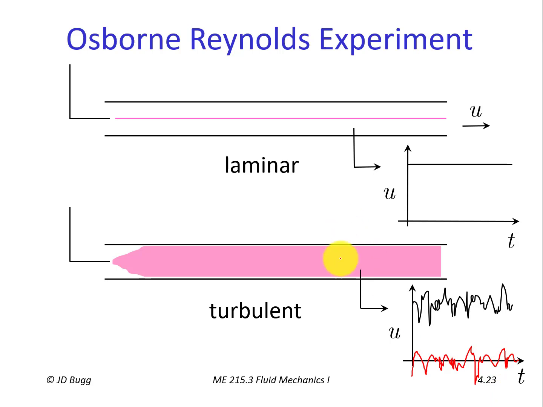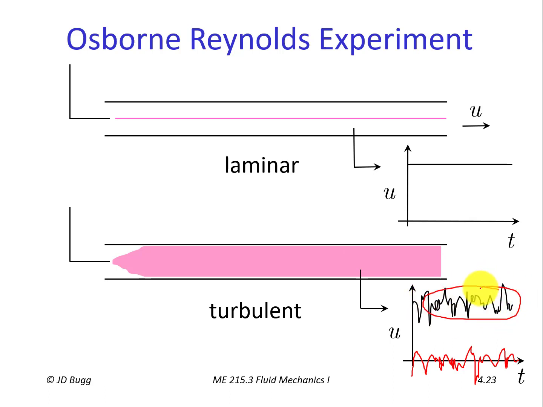Okay? Because there's no bulk transport up or down here. There's nowhere for the fluid to go. But at any instant in time, if you were to measure the velocity right there, it would probably have a component perpendicular to the axis of the pipe. And that component would be fluctuating wildly, just like the axial component.